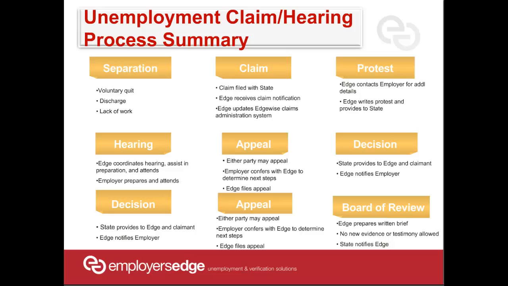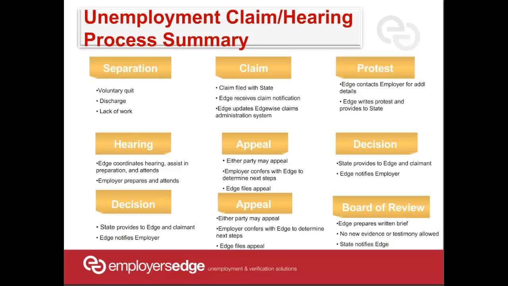If it's still unfavorable, the third and final level in the unemployment process is the Board of Review. Now, the Board of Review is on the salary of the Unemployment Department, and their job is to make sure the hearing officer was of sound mind and body when he or she made their decision. Did they take into account all the witness testimony? Did they apply the law correctly? If Employers Edge feels those things didn't happen, we will recommend an appeal to the board.